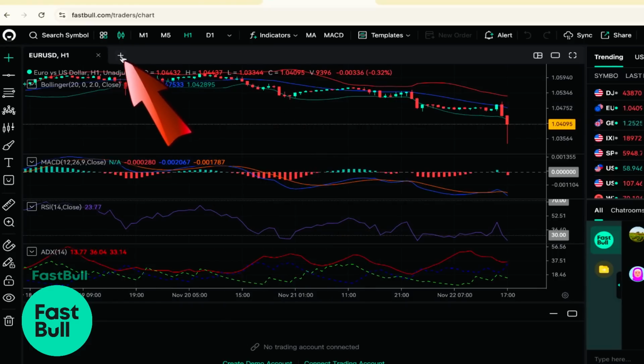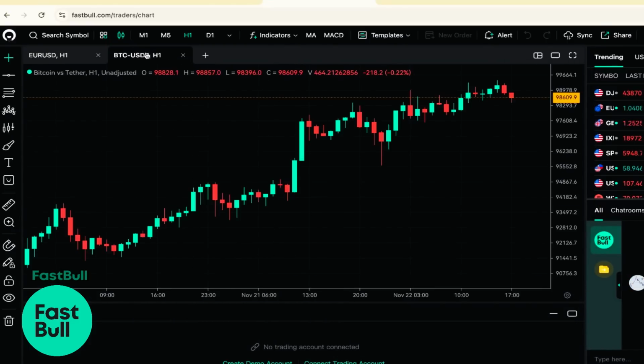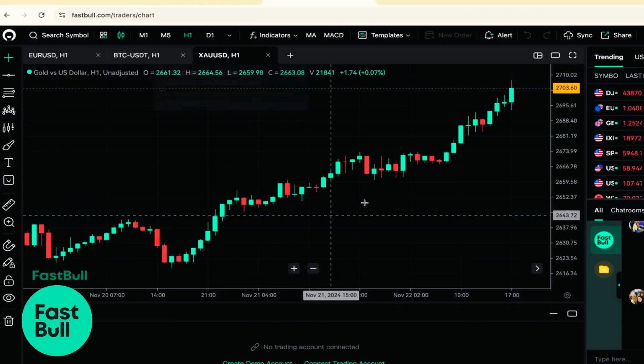Here you simply click on this plus sign that creates a new chart, and for example let's add Bitcoin, and here we have the Bitcoin chart on another tab. Or let's also have the price chart of gold. Here it is. And in this tab, we have the price chart of gold.